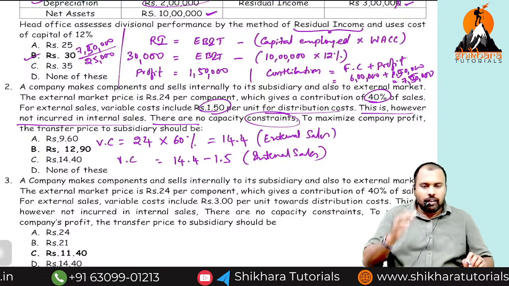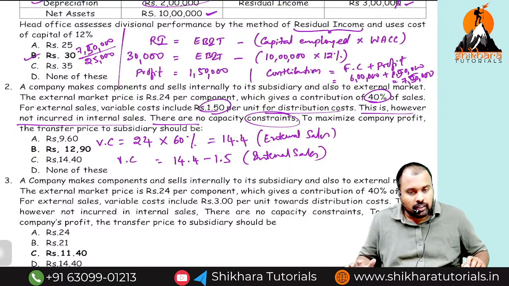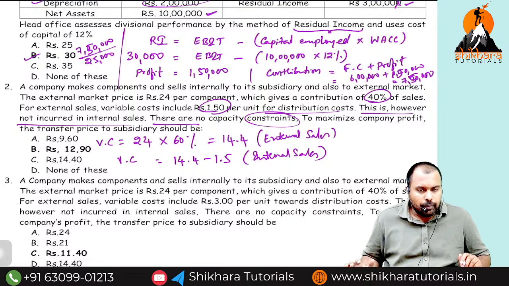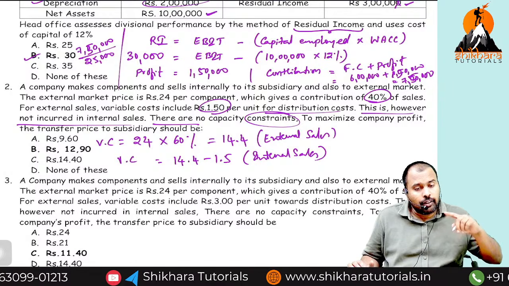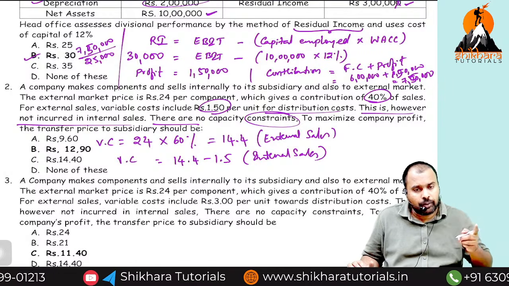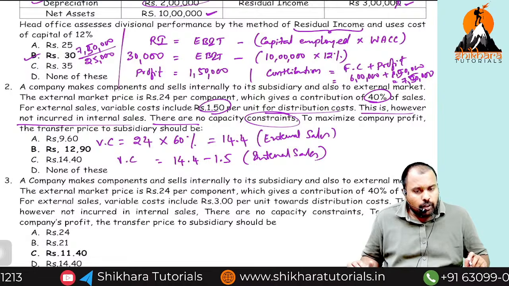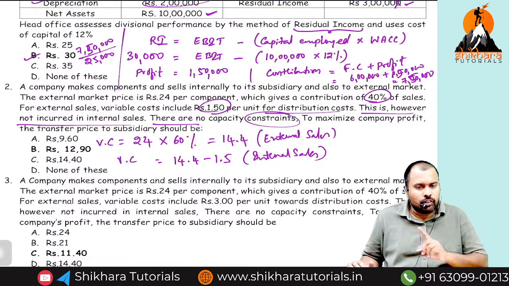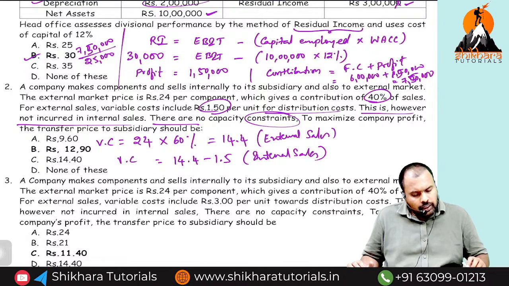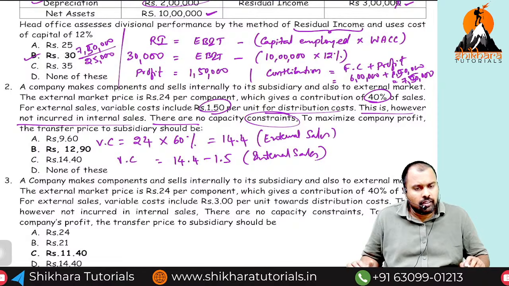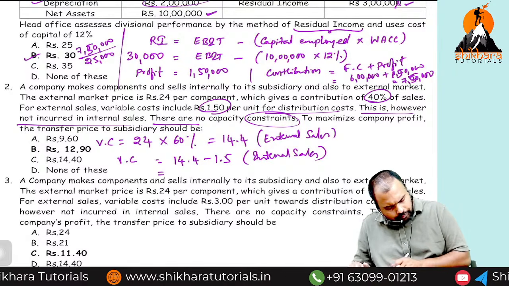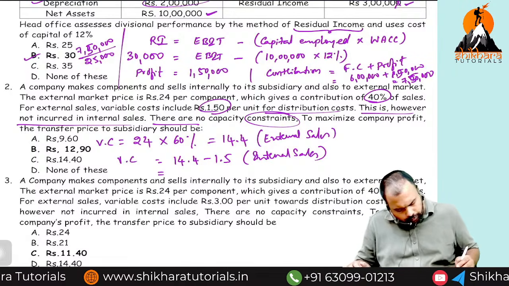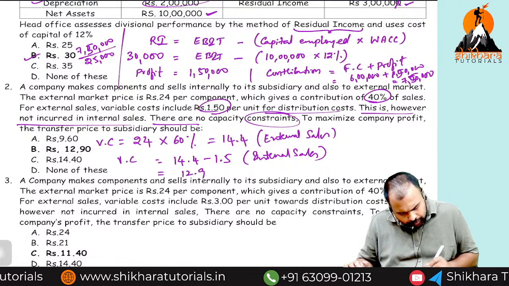It means that we can manufacture additional units for internal purpose, and as there is no capacity constraints, if you manufacture the additional unit, you are going to incur only the variable cost per unit. Fixed cost you are not going to incur, so the transfer price is fixed based on variable cost only. So what is the variable cost for internal transfer? 14.4 minus 1.5, which is 12.9. So 12.9 has to be the answer.